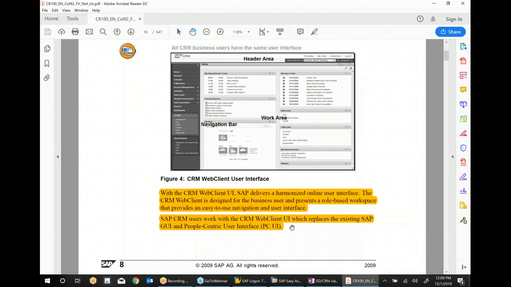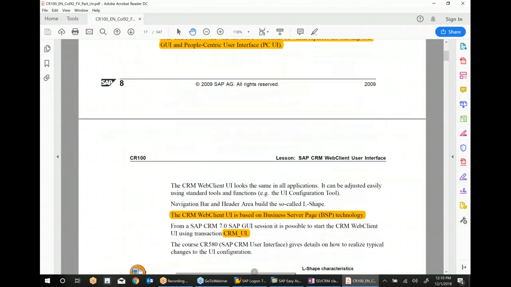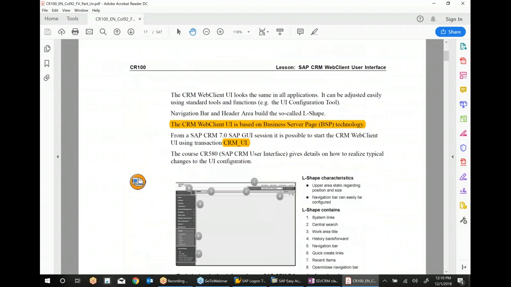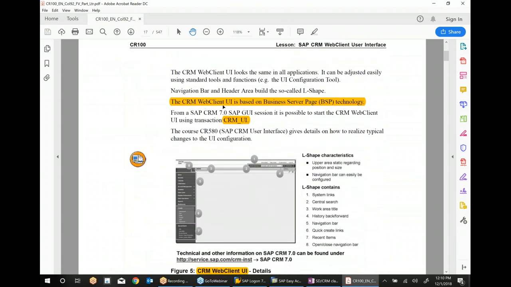CRM Web Client user interface replaced the existing GUI. There used to be, of course, SAP GUI, which we're going to use. But before that, we are learning CRM 7.0, and before 7.0 there used to be something called the people-centric user interface. That people-centric user interface is gone. That is no more applicable. I would like you guys to make a note of this.